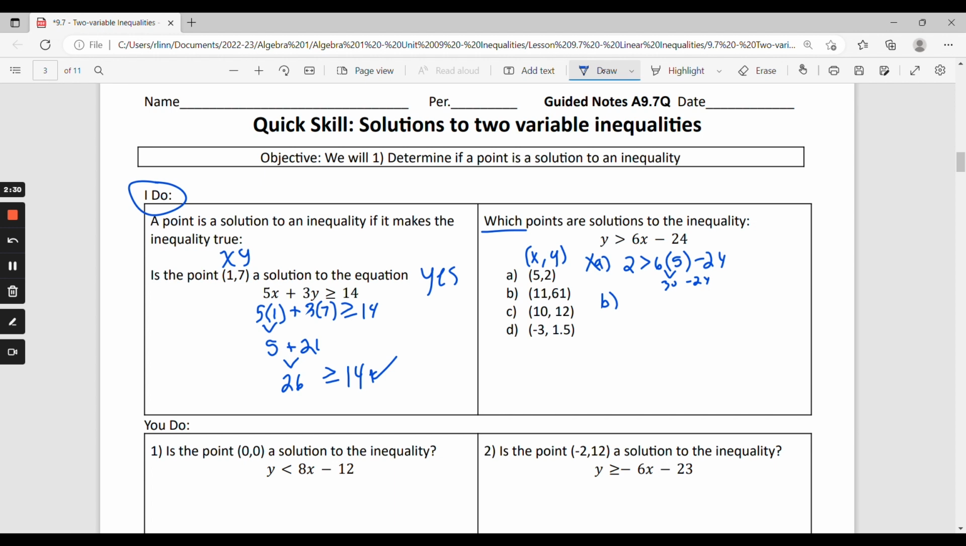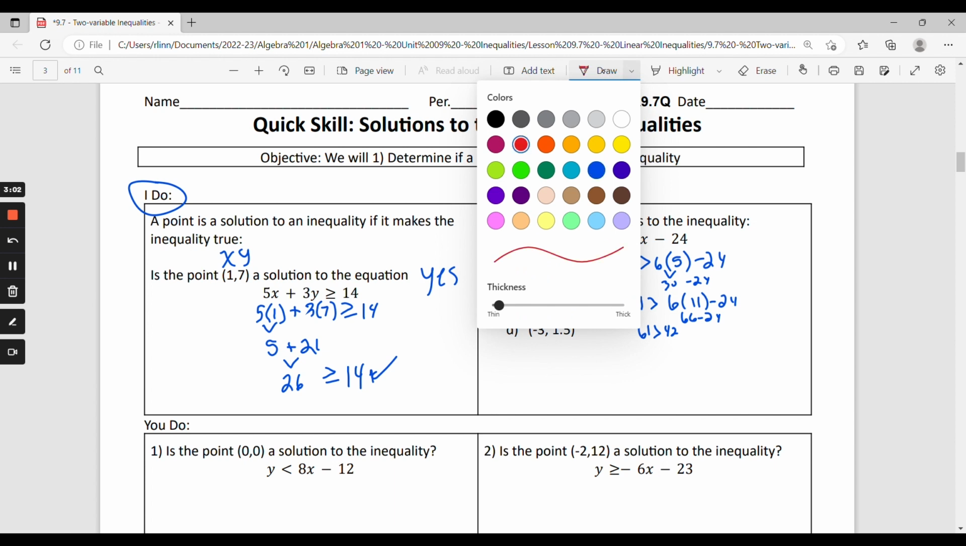Point B, in place of Y, we're going to put our 61. So we'll put 61 in place of Y. 61 must be greater than 6 times X. Our X value is 11, minus 24. Now, 6 times 11 is 66. 66 minus 24 is going to give me 42. 61 is greater than 42, so we'll say that B is one of our correct answers. Now let's go ahead and keep going.